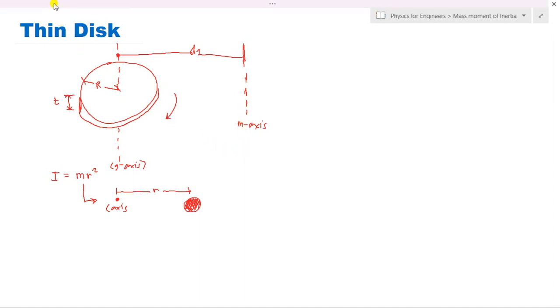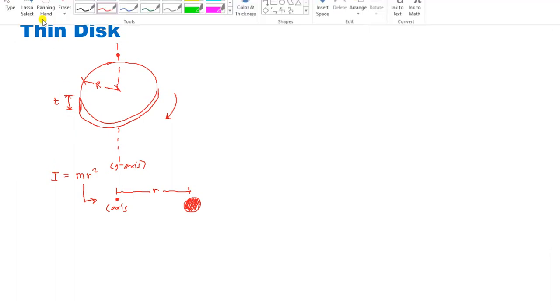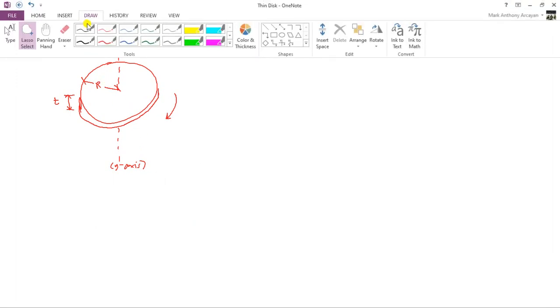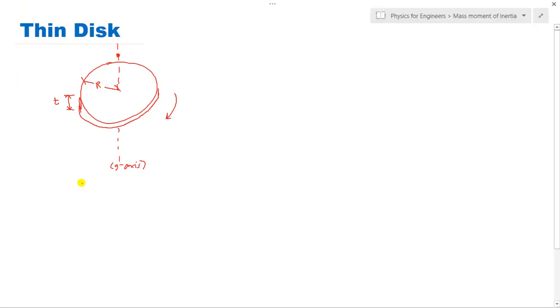However, since we need the moment of inertia of the thin disk with respect to its own axis of rotation, which I indicate here as the y axis, we cannot use directly the elementary formula for its mass moment of inertia. So what we are going to do is use the general formula for the moment of inertia, and we are going to employ integration.